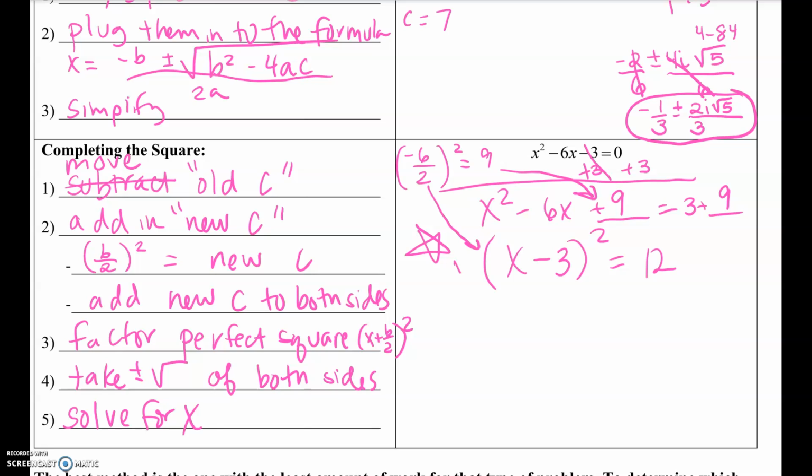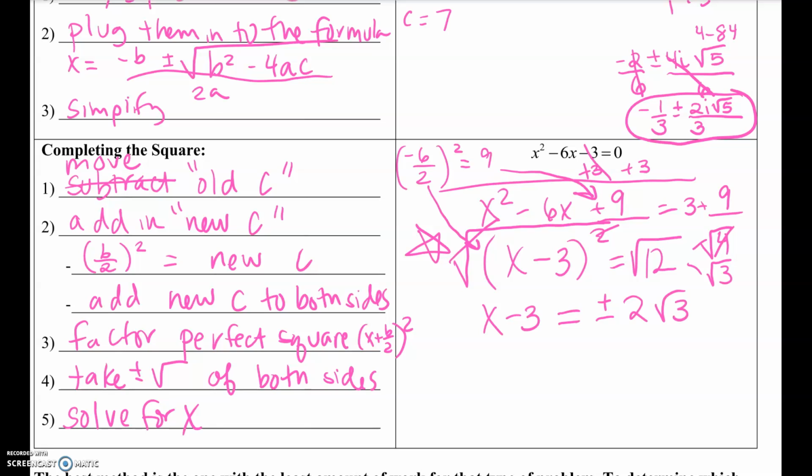And now I take the square root of both sides. The square root cancels out the square power. I have x minus 3 is equal to, this is where I put the plus and minus to get 2 answers, plus and minus square root of 12. But I don't really want to write square root of 12. Remember, we're going to simplify that. That's equal to 4 times 3. So the square root of 4, that's going to be 2 rad 3.